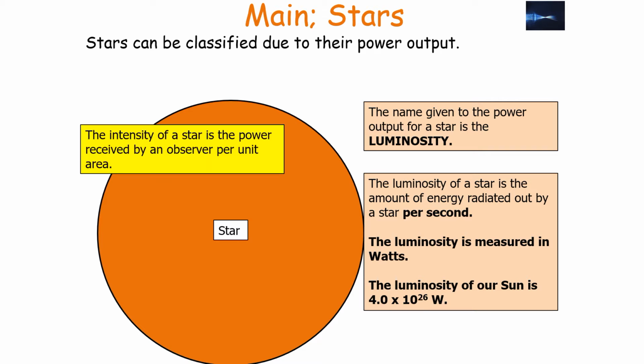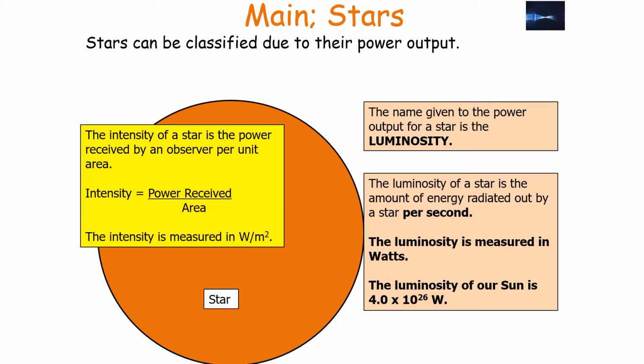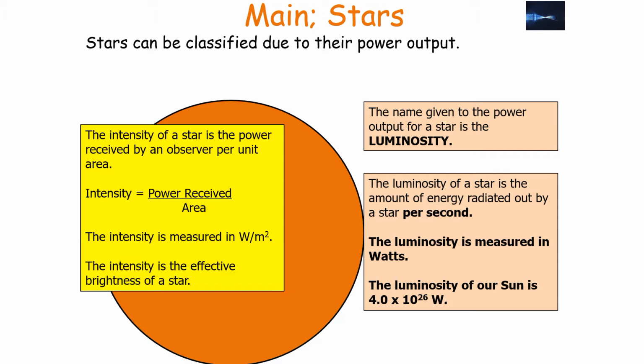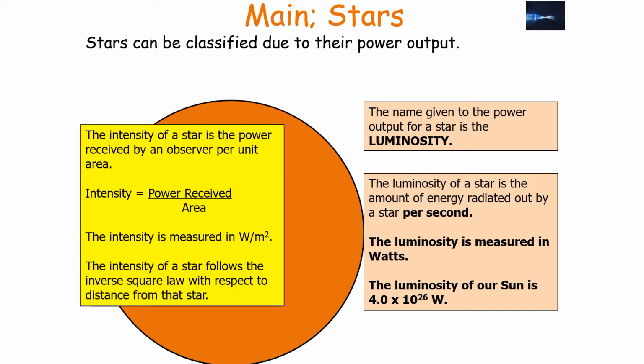So the intensity of a star is the power received by an observer per unit area. So intensity is power received over area and is measured in watts per meter squared. It is the effective brightness of a star. Now the area of the sphere of radiation emitted is proportional to the separation between the star and the observer squared. In essence, it's the diameter of the sphere squared.